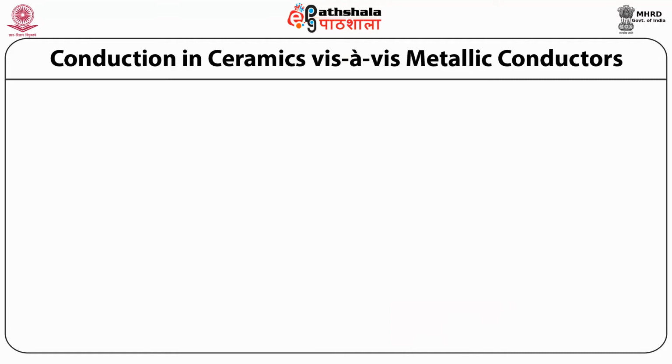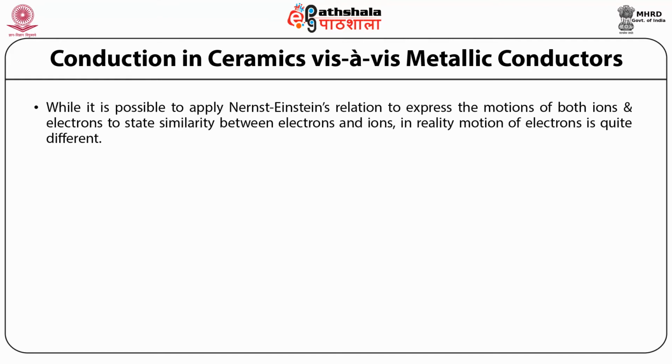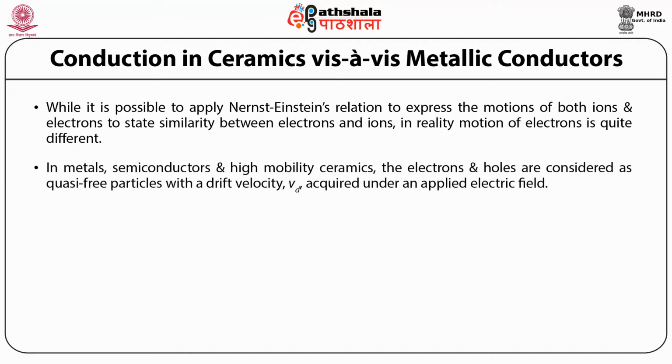Now comes the conduction in ceramics through metallic conductors. While it is possible to apply the Nernst-Einstein relation to express the motion of both ions and electrons, and to state a similarity between electrons and ions, in reality the motion of electrons is quite different. In metals and semiconductors, and high-mobility ceramics, the electrons and holes are considered as quasi-free particles with a drift velocity Vd, which is acquired under an applied electric field.